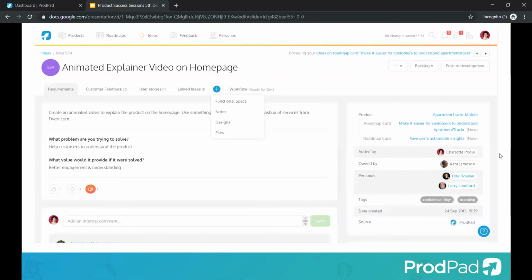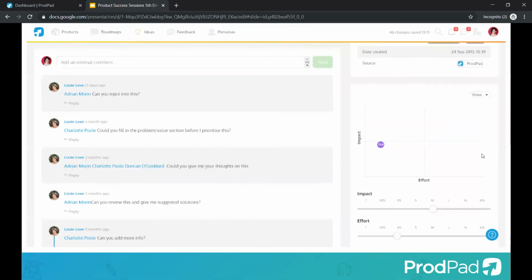So within ideas, you have lots of space to help you document what that idea looks like, what that opportunity looks like, what that experiment looks like. You can add user stories if that's something you're working with, or add things like functional specs, designs like we've just touched on, or if you're doing any sort of documentation elsewhere, you can bring those in as files instead. And like I mentioned before, with discussions on designs, we have discussions in ideas as well.